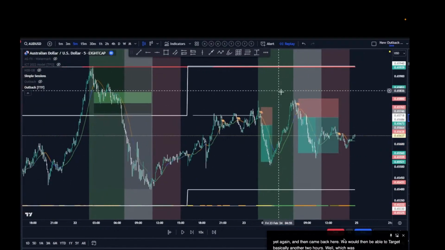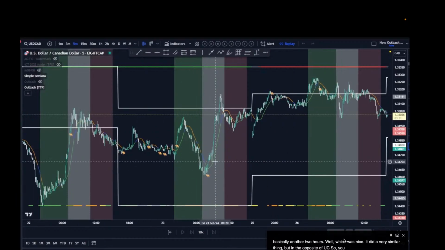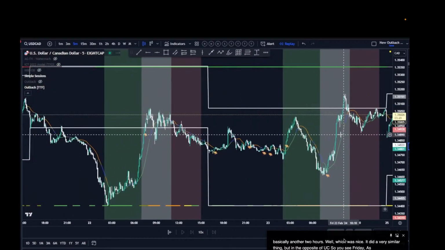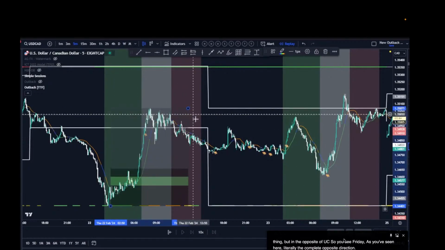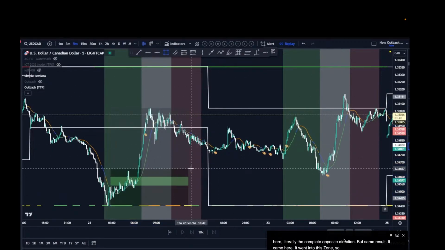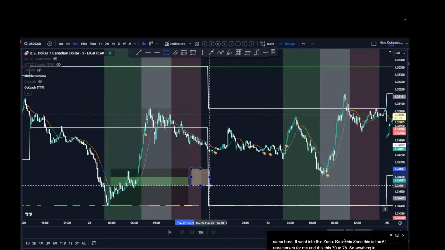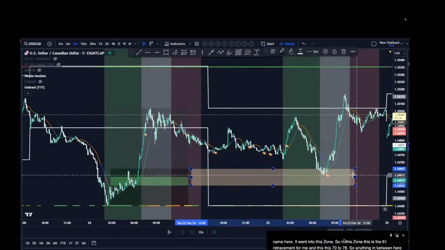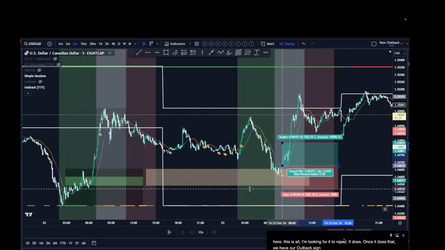It did a very similar thing, but in the opposite of UC. So UC Friday, as you've seen here, literally the complete opposite direction, but same result. It came here, it went into the zone. So in this zone, this is the 61 retracement for me, and this is the 70 to 78. So anything in between here, this is all I'm looking for it to reject. It does. Once it does that, we have our Outback signal, and from there we are cruising.